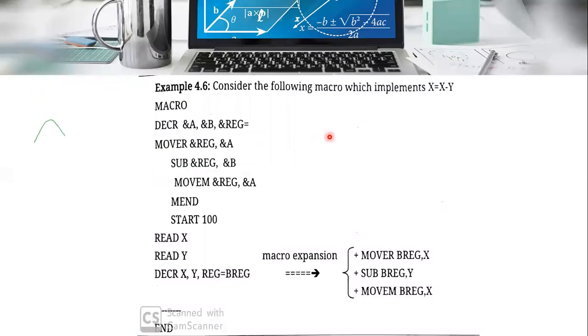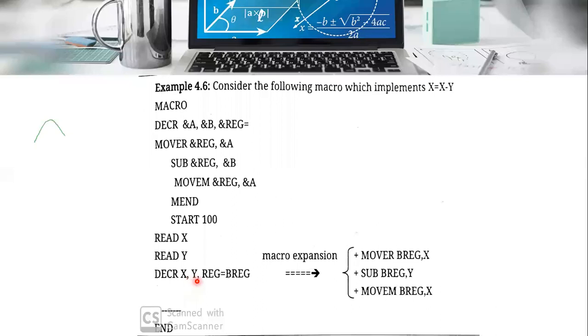Now we can consider this particular example. For that, a combination of the macros. Here we can use the positional parameters A and B, and the third parameter will be considered as a keyword parameter. We combine the positional and keyword parameters in the same macro. Move R register and A, sub register and B, move M and register and A. Then MEND, we can start the program: read X, read Y.